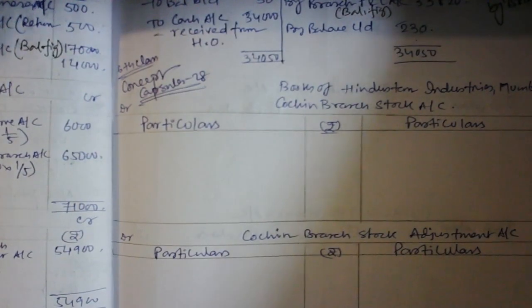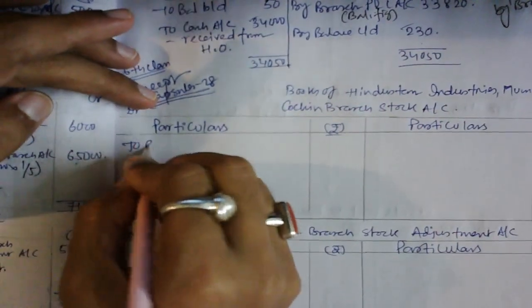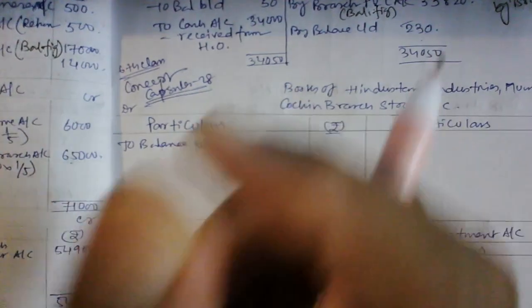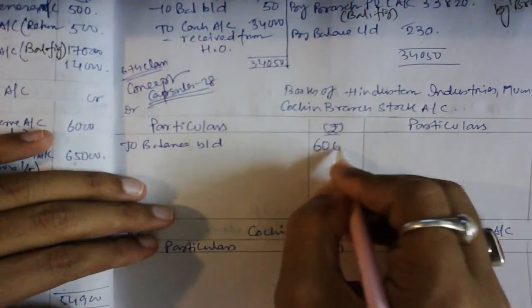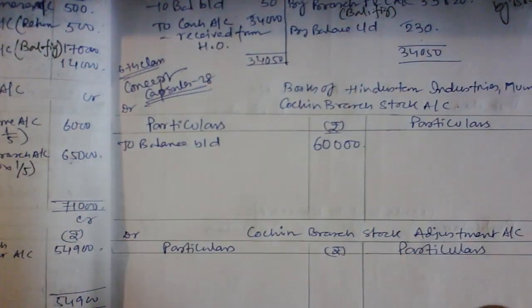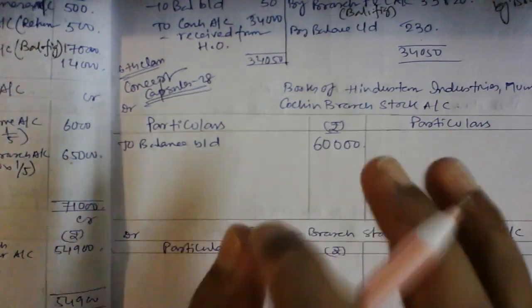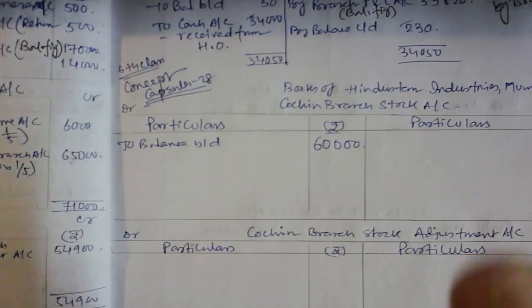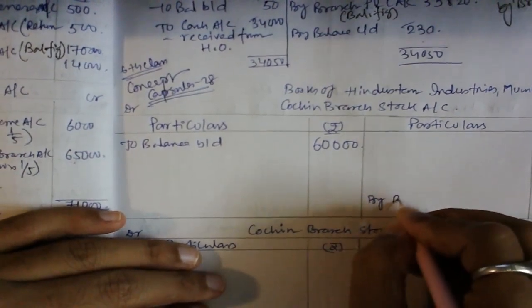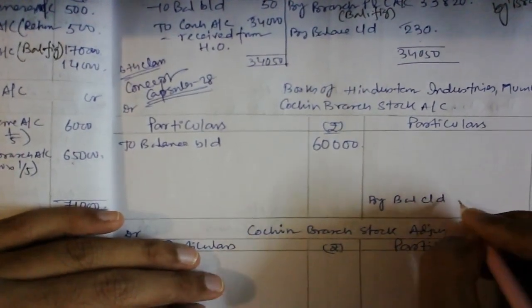So please write down the opening balance. First put down the opening balance here, to balance b/d. What is the balance of the branch stock? 60,000. Perfect, it's clearly given, 60,000. Then what we need to do after that, we have goods received from HO. Sorry, one by one, let me plot the opening balance first. And also we have the closing balance. So it will be very easy for us if we plot down the opening balance and closing balance of the stock.